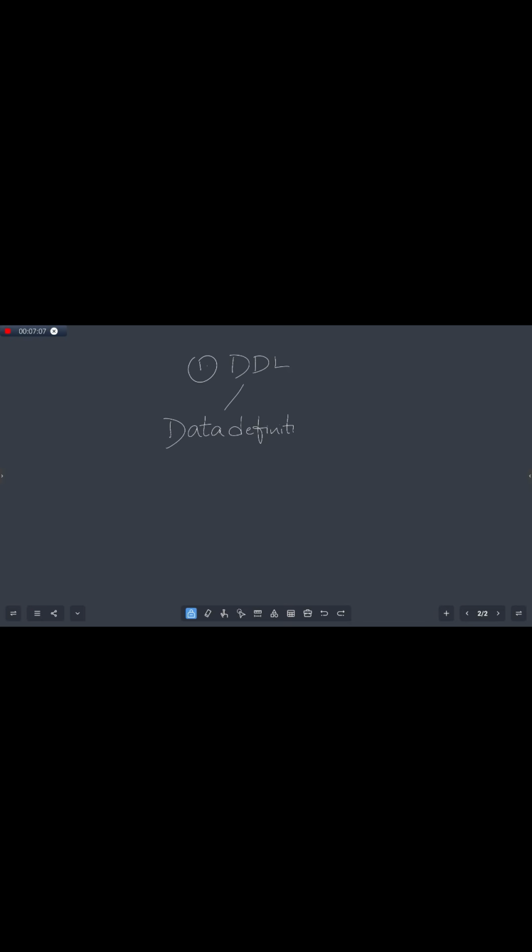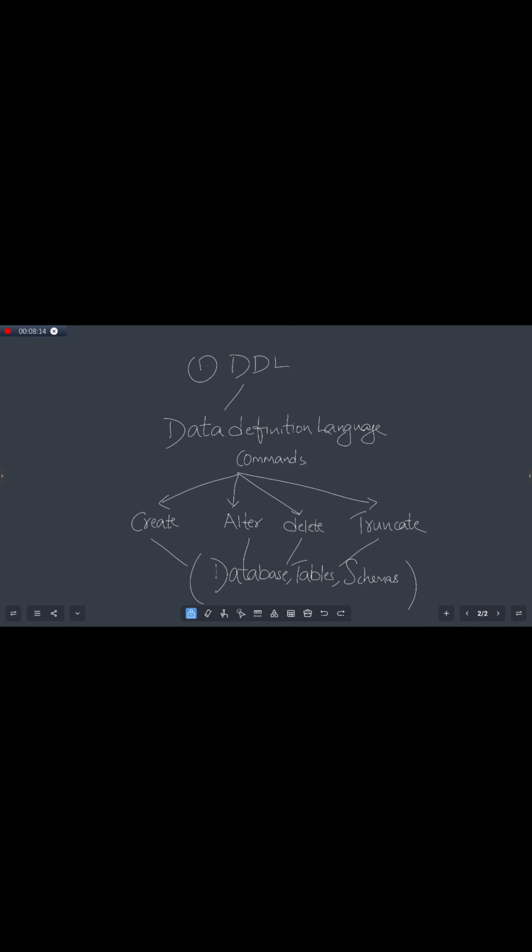What is meant by DDL? DDL means data definition language. It is used to perform operations like creating the database, altering the database, and deleting the database. So we have create, alter, drop, truncate. It even performs creating a table, altering the table, and truncating all the rows from the table.